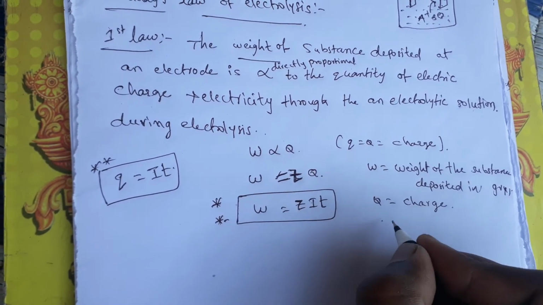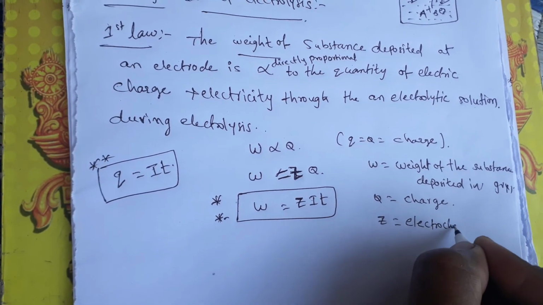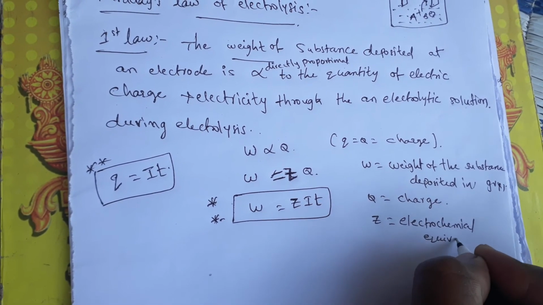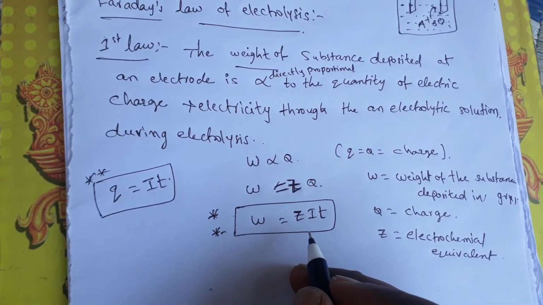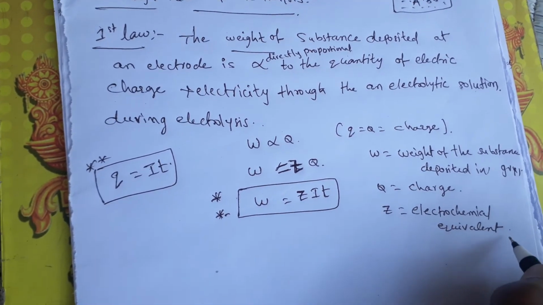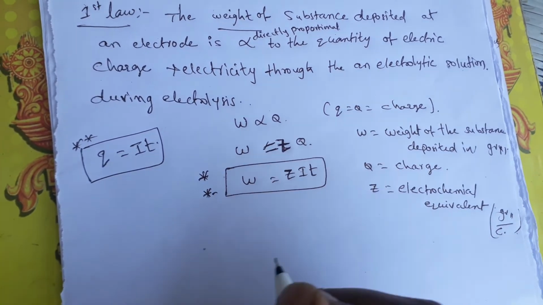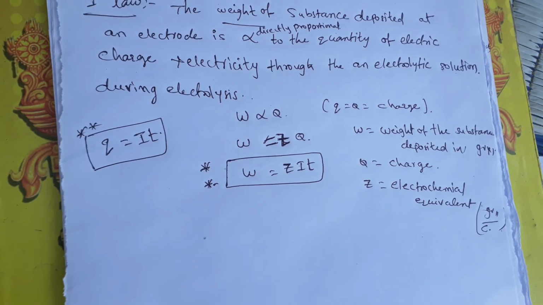Z is the electrochemical equivalent, which depends on how many electrons are involved and gives you the Z value. The unit for Z is gram per coulomb. So this is the first law of Faraday.